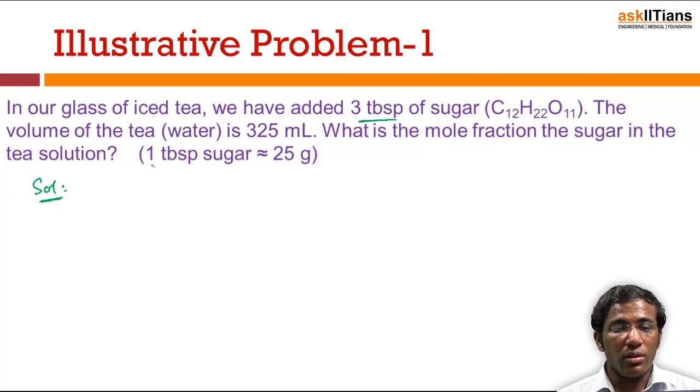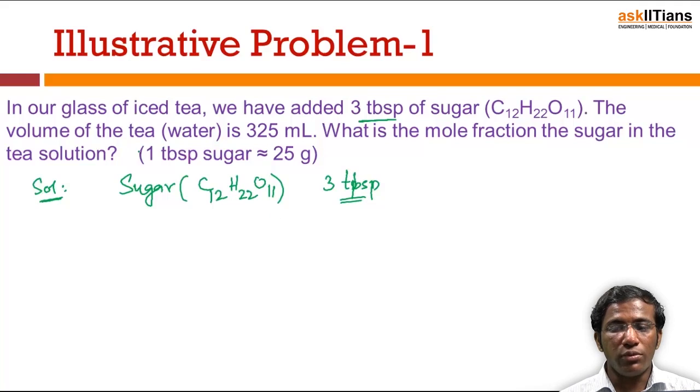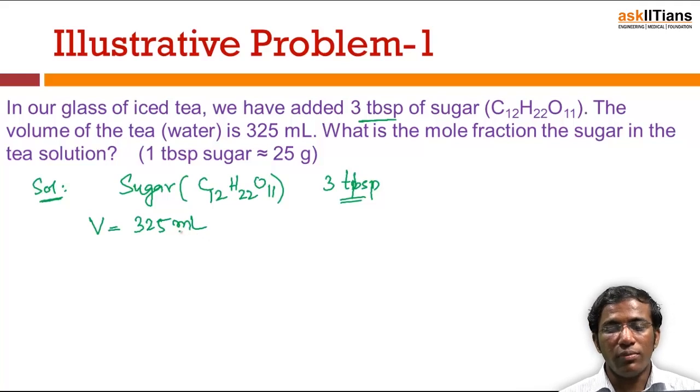First of all, write down the data. Let's write down what is given in the question. What is the solute? The solute is sugar, right? So first of all, identify the solute and solvent. Sugar is the solute, that is C12H22O11. Its molecular formula is already given, so no need to worry about it. We added 3 tablespoons, and the volume of the water, that is the solvent, is 325 ml, right?